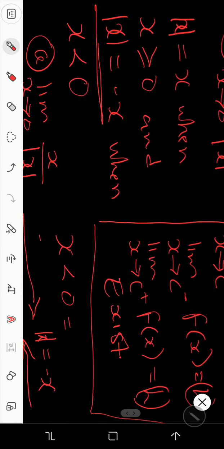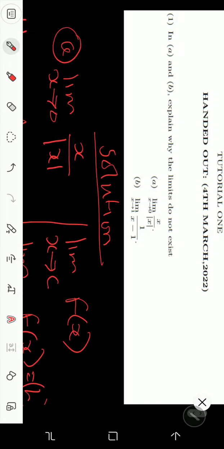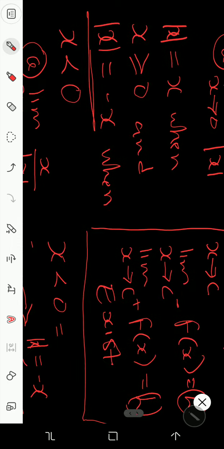We proceed to question B. So question B says limit of 1 over x minus 1 when x approaches 1. So let's do that. Find the limit as x approaches 1 of 1 over x minus 1. So we'll do the same. Let's start from the left hand side.